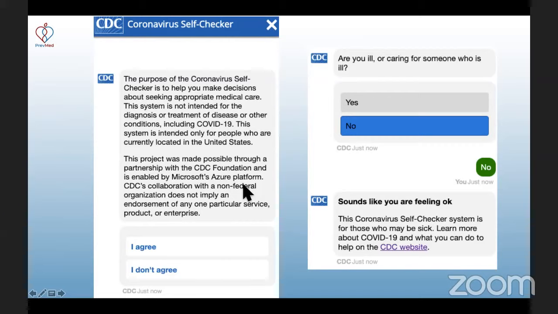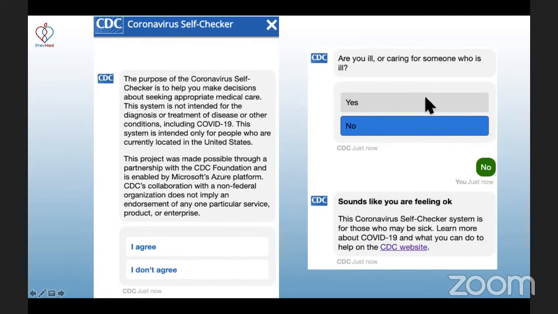The purpose of the coronavirus self-checker is to help you make decisions about seeking appropriate care. This system is not intended for the diagnosis or treatment of disease or other conditions, including COVID-19. This is intended only for people who are currently located in the United States. This project was made possible through a partnership with the CDC Foundation and is enabled by Microsoft's Azure platform. I agree. So I go in and I agree.